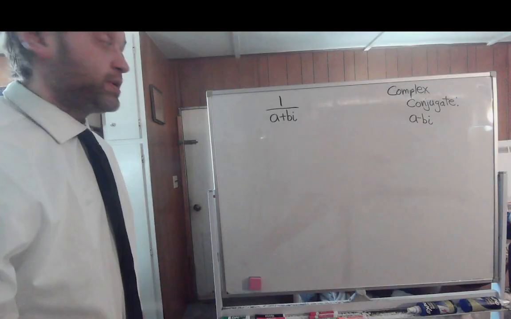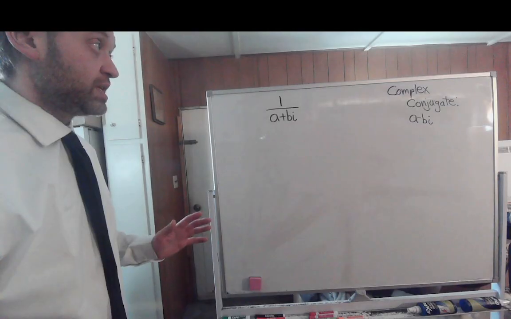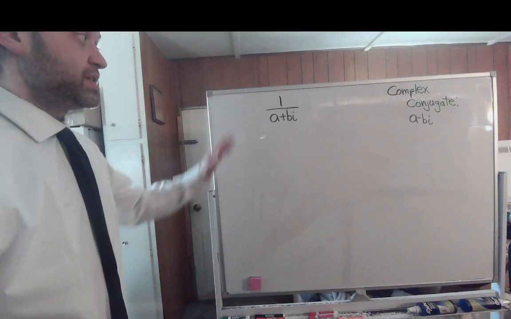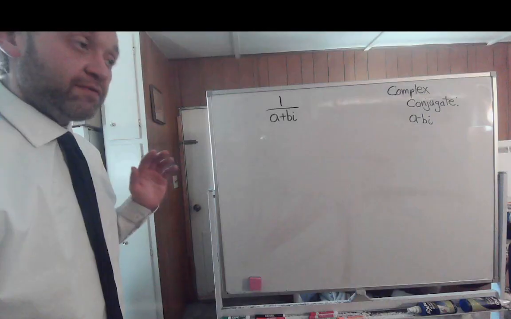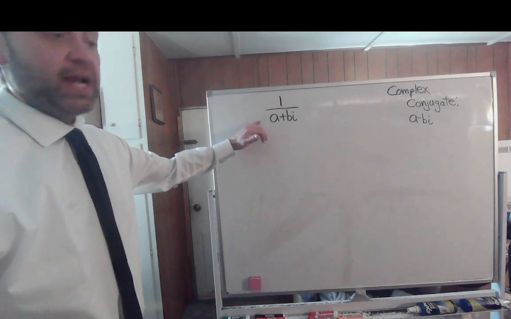So today we are going to talk about the quotient of complex numbers. That is going to be where you have a complex number in the denominator of a fraction. Now these can take many forms, but for example here you have a general 1 over a plus bi.